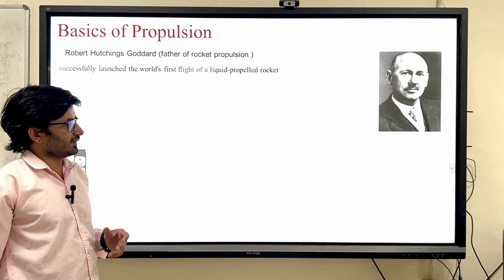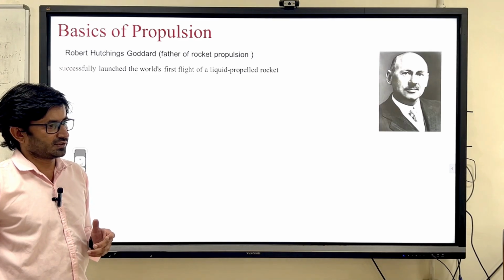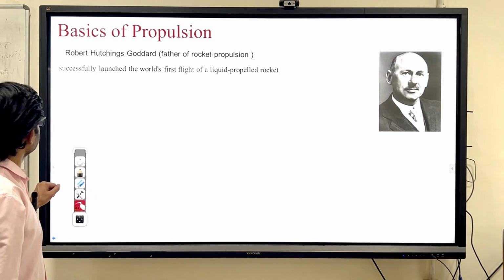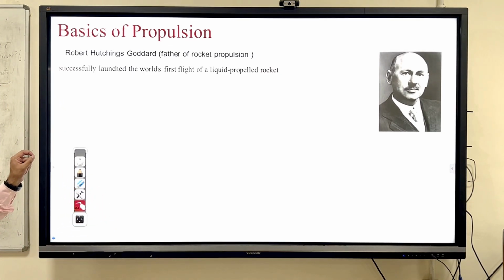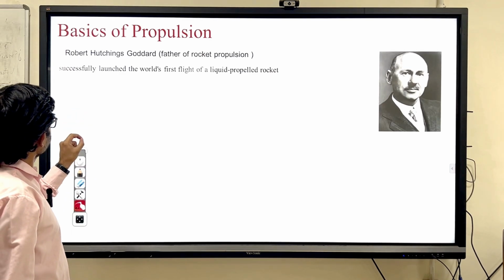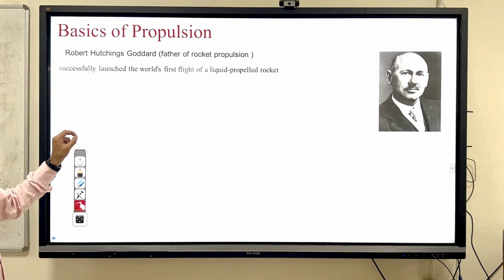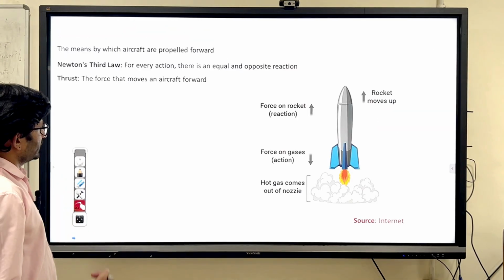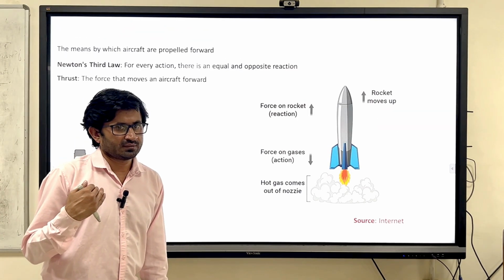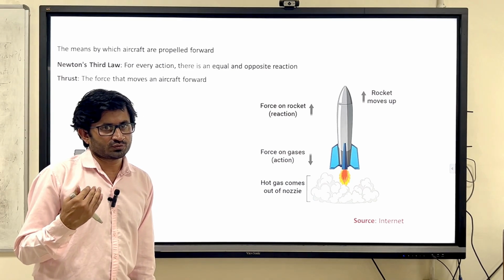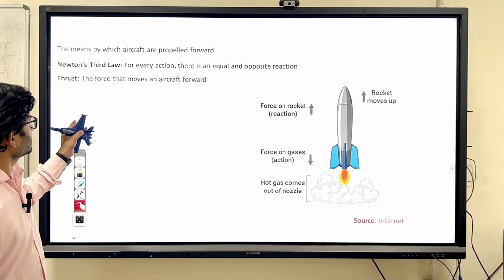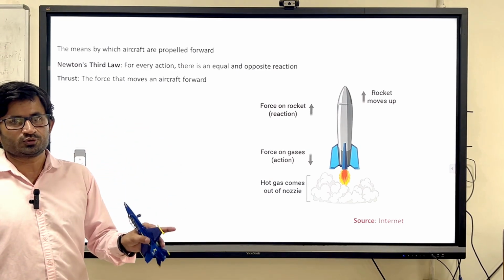Like in aerodynamics, we have said that the father of aerodynamics is Ludwig Prandtl and the father of aeronautics is Sir George Cayley. Here the father of rocket propulsion is Robert Hutchins Goddard. He is the man who successfully launched the world's first flight of a liquid propellant rocket. To explain how the aircraft flies, we should know on what principle you are getting the thrust. So it is Newton's third law: for every action there is an equal and opposite reaction.